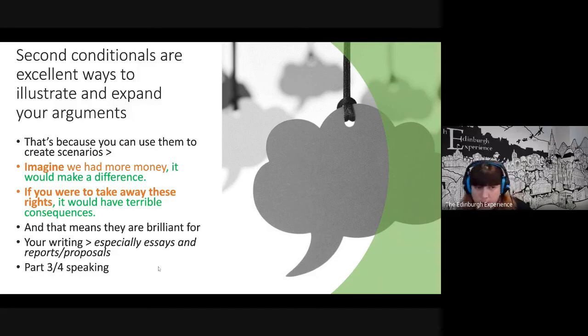Because that's the way, remember, you can give these really nice, well-rounded answers. So you're going to give your opinion, you're going to explain that opinion, and then you will illustrate your opinion, and you can use the second conditional to do that. Okay, it's a great way to do it.